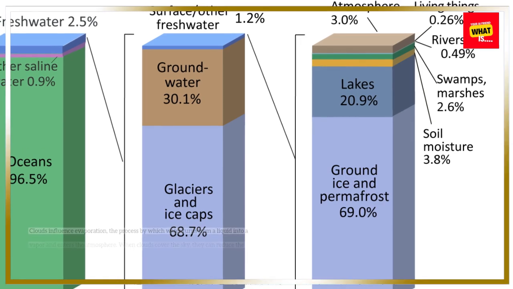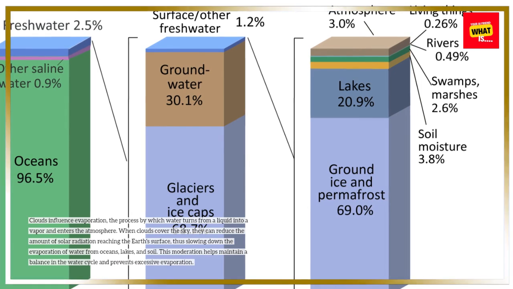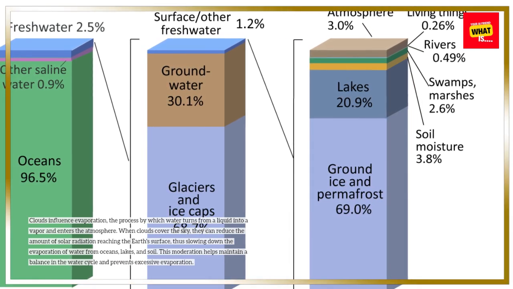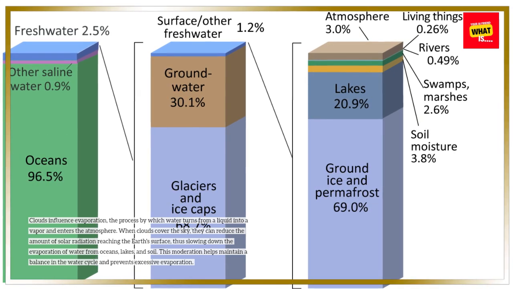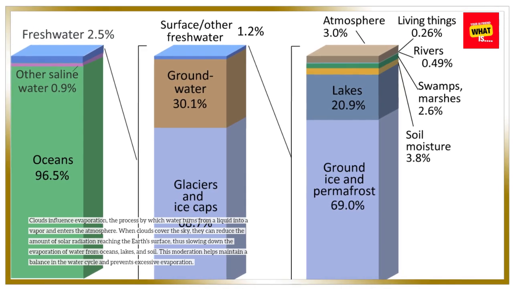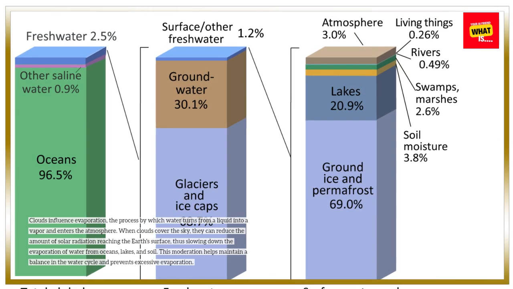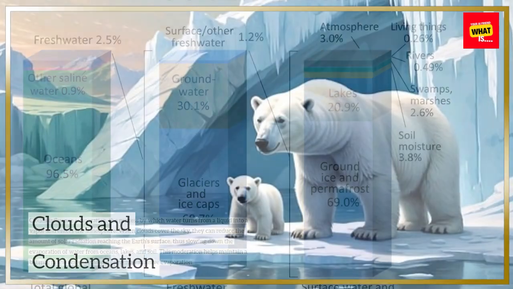Clouds influence evaporation, the process by which water turns from a liquid into a vapor and enters the atmosphere. When clouds cover the sky, they can reduce the amount of solar radiation reaching the Earth's surface, thus slowing down the evaporation of water from oceans, lakes, and soil. This moderation helps maintain a balance in the water cycle and prevents excessive evaporation.